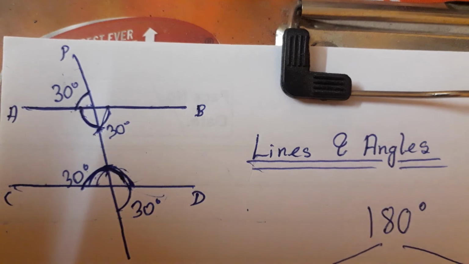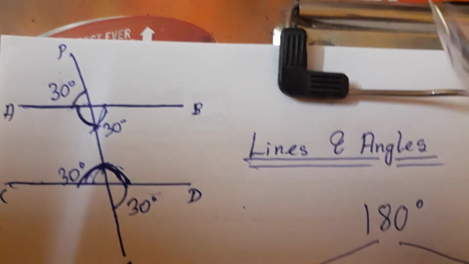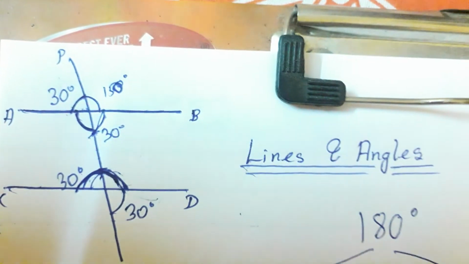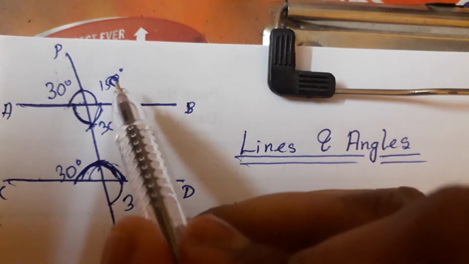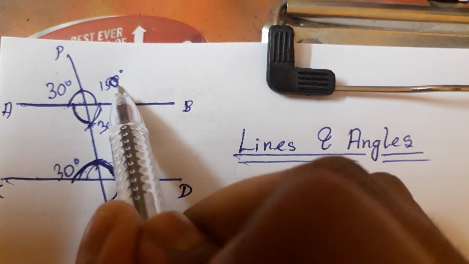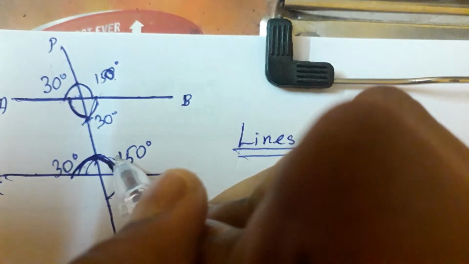Okay, now see, automatically you can know the angles. If one angle is already given, then by linear pair you can say that this angle is 150 degrees, since the line contains a 180 degree angle. Now see, if this angle is 150, then this angle will be 150 by linear pair and by corresponding angles also.